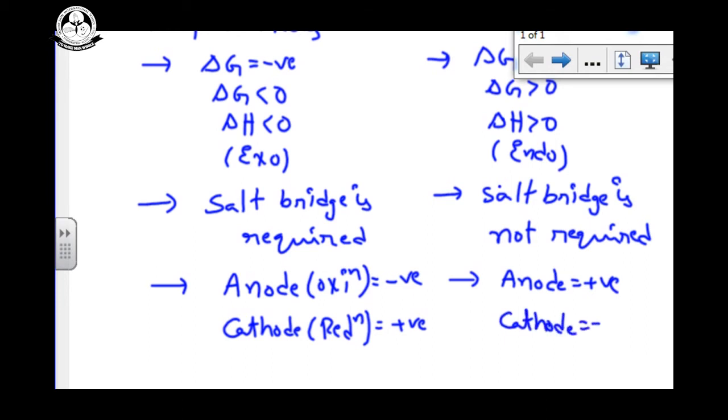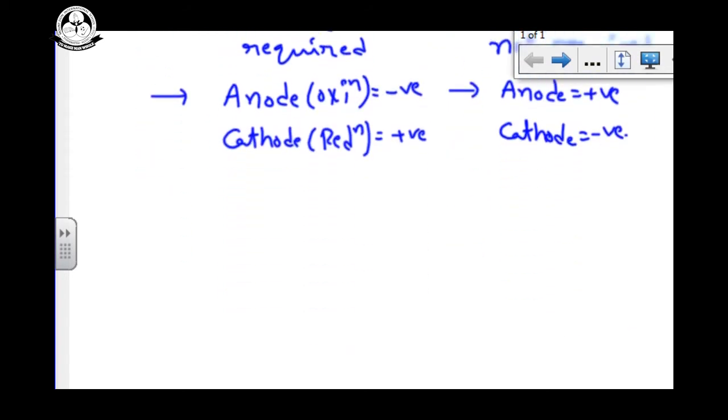Cathode is negative. So these are the major differences between galvanic cells and electrolytic cells. See the cell representation. How to represent the cell? Cell representation.